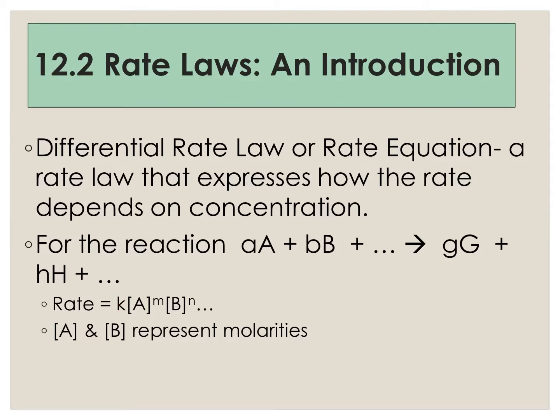So rate equals little k times the concentration of your first reactant to a power times the concentration of your second reactant to a power. Notice dot, dot, dot. If you have 5 reactants, you put each reactant to a power. And we're going to talk about that power in just a second. But remember, these brackets represent the molarity, or the moles per liter.